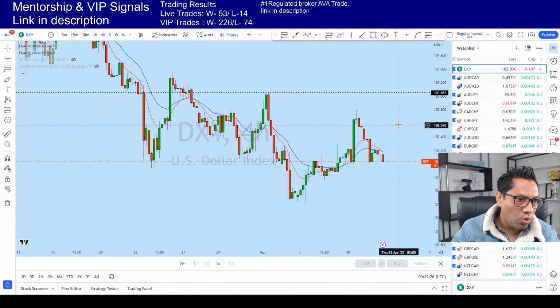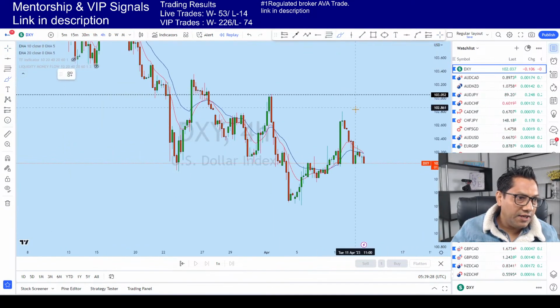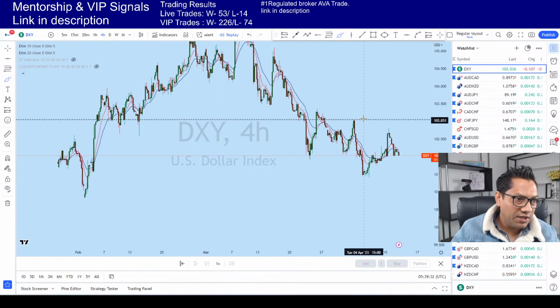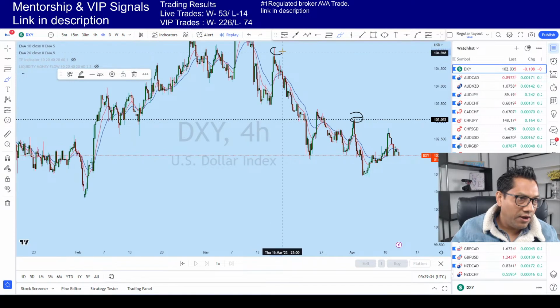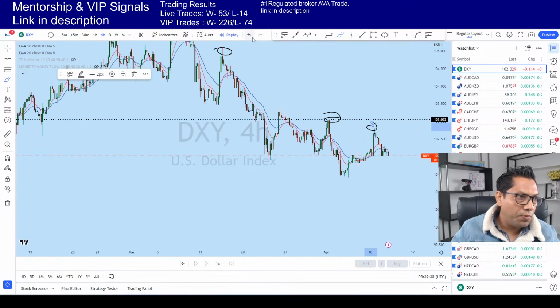Now you can see on DXY, this leg is also a liquidity grab. As I mentioned in my analysis, there's one here, there's one here. Every time the price grabbed liquidity, the price dropped in the other direction.